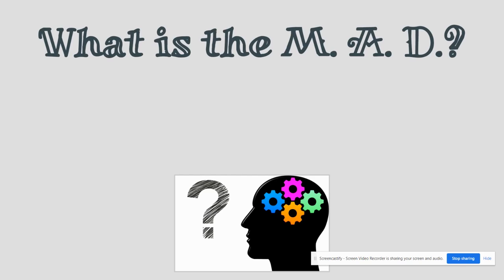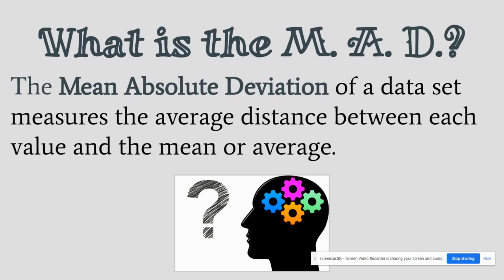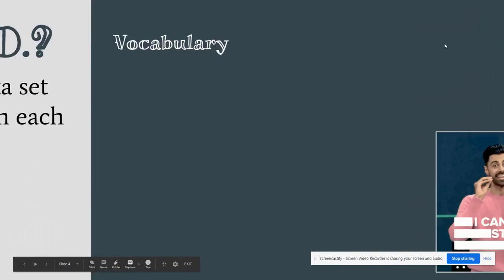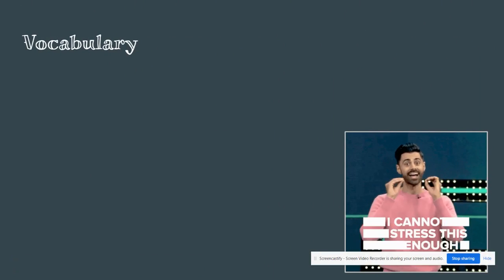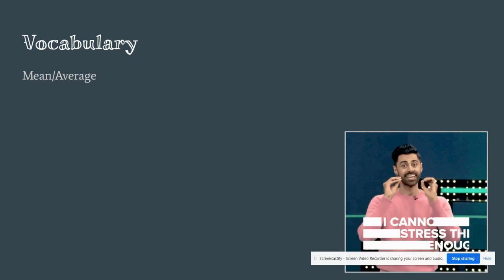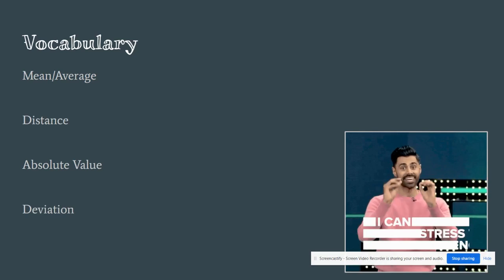So what is the MAD? Let's review. The mean absolute deviation of a data set measures the average distance between each value or data point and the mean or average. Our vocabulary that we need to remember for this week is mean and average, distance, absolute value, deviation, and variability.